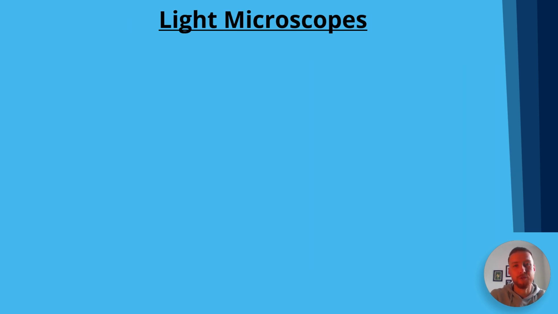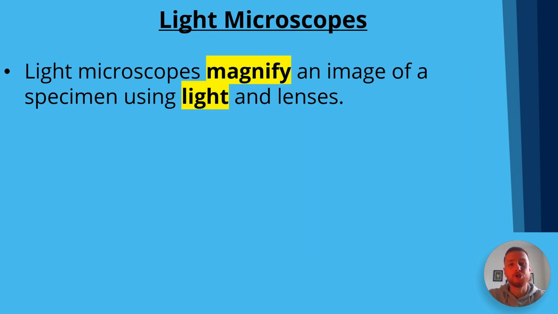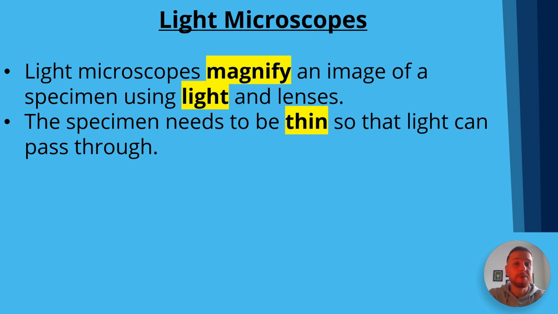Light microscopes next of all. Now, light microscopes magnify an image of a specimen using light and lenses. The specimen needs to be thin so the light can pass through. For some specimens, you just want them to be one cell thick so you can get lots of light through and really clearly see your image.